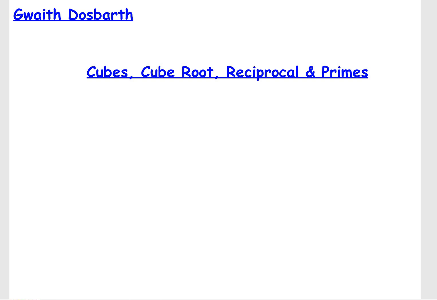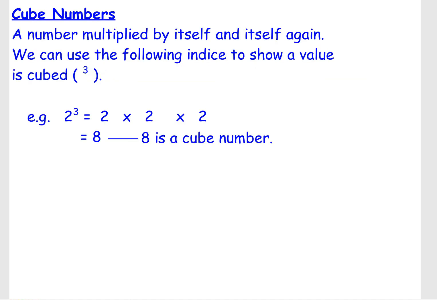Continuing with the topic types of number, today we're going to look at cubes, cube root, reciprocal and primes. So starting with cube numbers. A cube number is a number multiplied by itself and itself again. We can use the following indices to show a value is cubed. So the little 3 here indicates that a value is being cubed.